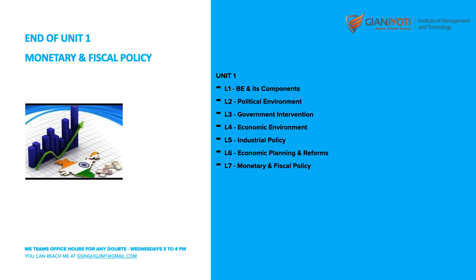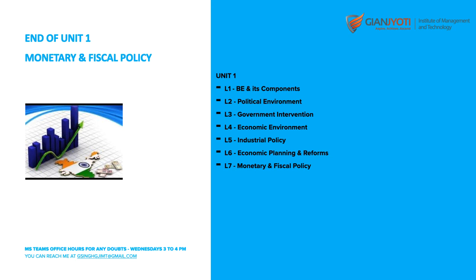Once again, let me look at all the lessons that we have under Unit 1, starting with business environment. We talked about external, internal, macro, micro, and then we took up at the macro level the political environment, and under that the government intervention, then the economic environment, then under the economic environment the industrial policies, and the economic planning, which are long-term plans, and the reforms. Especially we talked about 1991, where we said the new industrial policy or new economic policy changed everything for our country, and from there on a new direction has been given to the economy of India. And lastly, we discussed today monetary and fiscal policy.